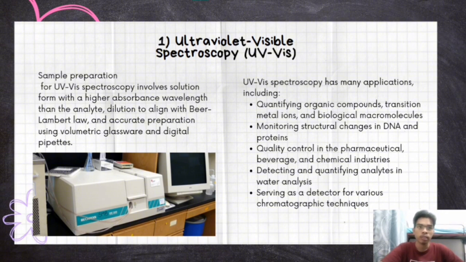UV spectroscopy has many applications, including quantifying organic compounds, transition metal ions, and biological macromolecules, monitoring structural changes in DNA and proteins, quality control in the pharmaceutical, food and chemical industry, detecting and quantifying analytes in viral analysis, and serving as a detector for various chromatographic techniques.